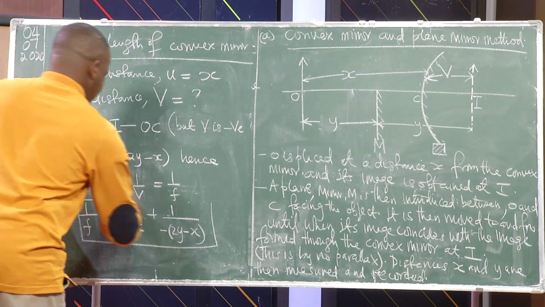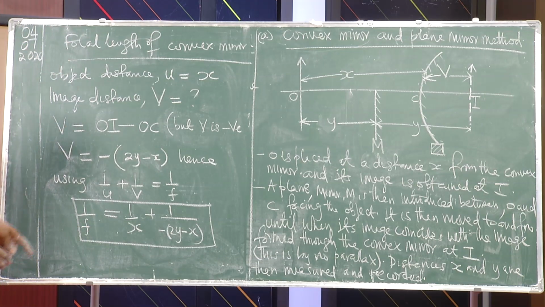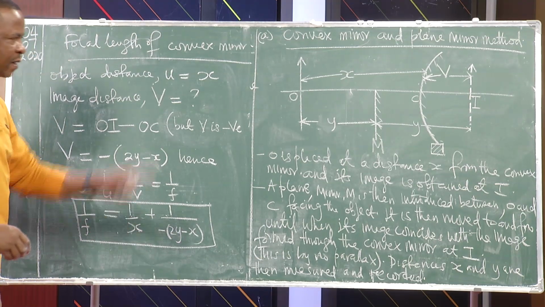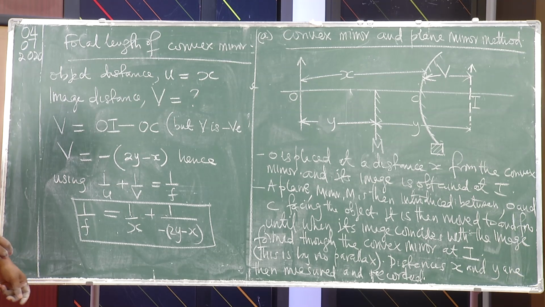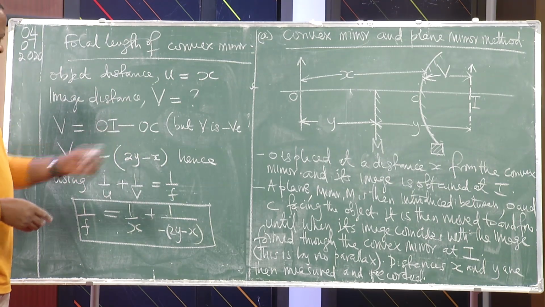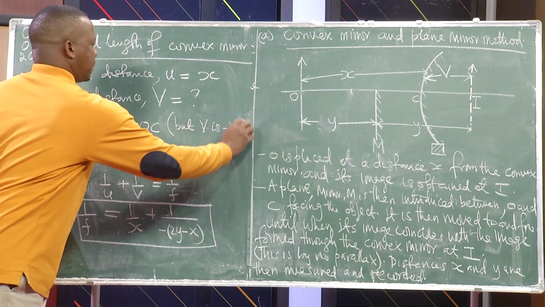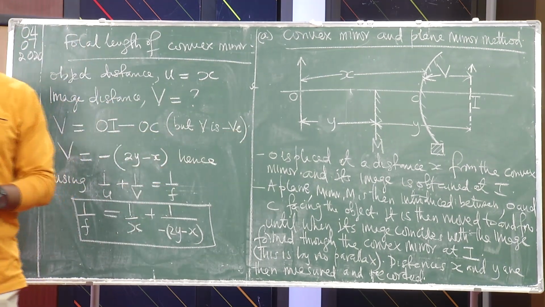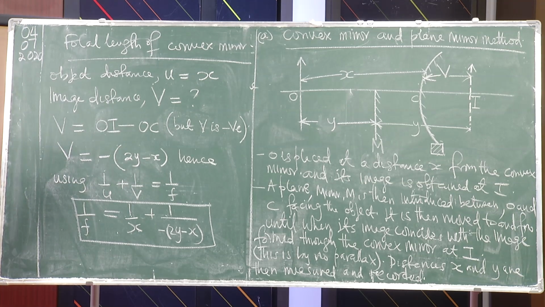This formula can therefore be used to determine the focal length, since x and y were measured and are known distances. Our v is CI, and CI can be obtained as that. I hope you are capturing that.